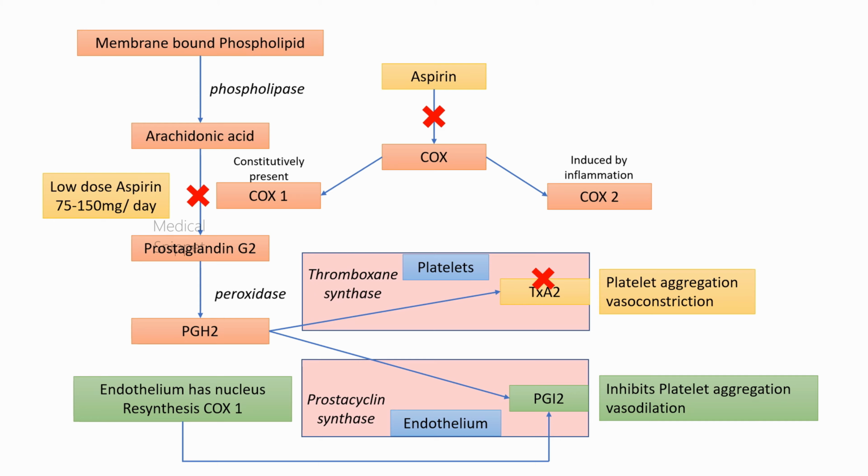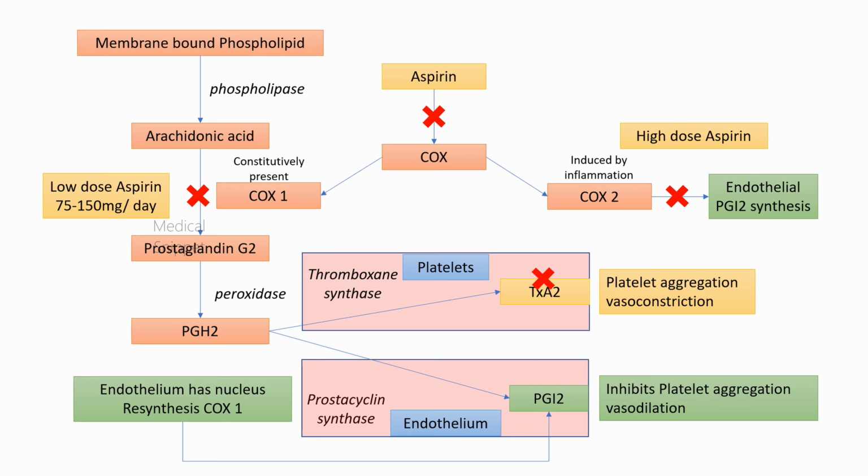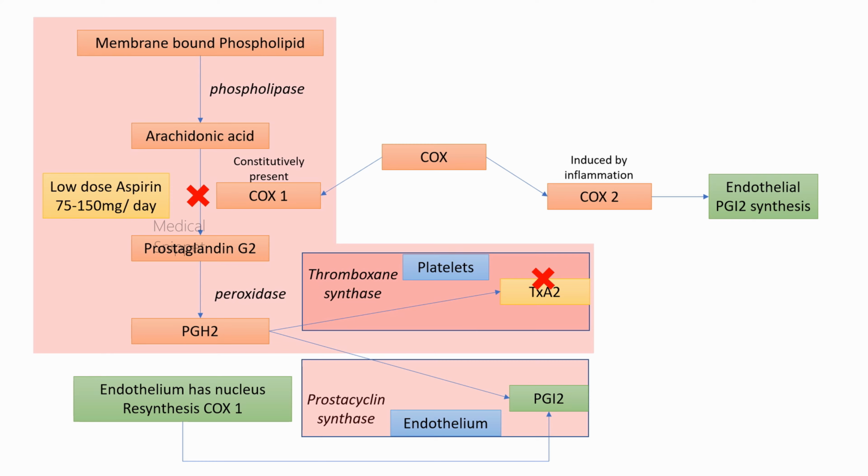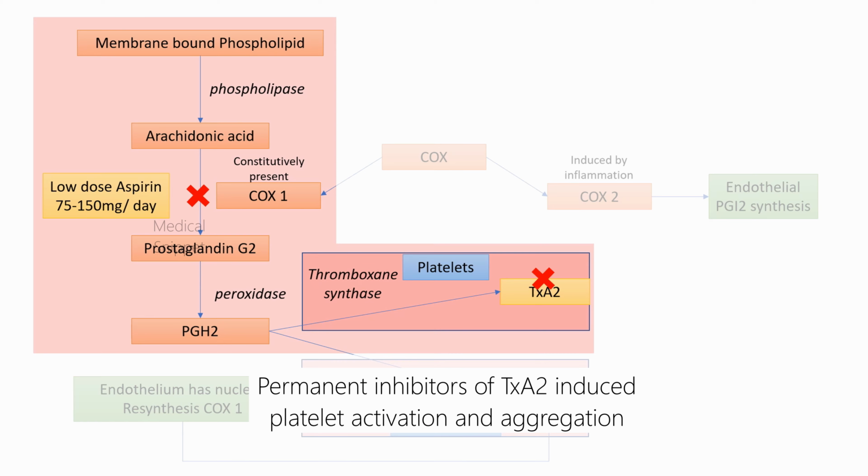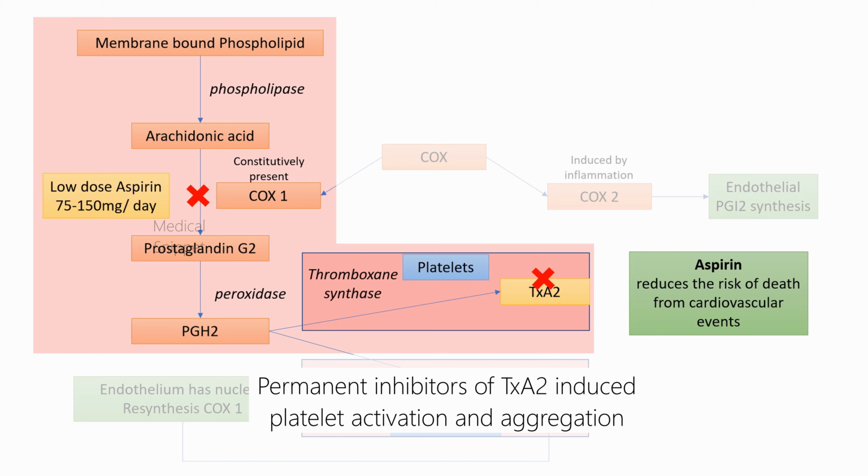Since platelets cannot resynthesize COX-1 due to the absence of a nucleus, low-dose aspirin permanently inhibits the production of thromboxane A2 till fresh platelets are formed. Thus, the action of aspirin lasts the lifespan of platelets, that is 5 to 7 days. It should also be noted that COX-2 also mediates prostacyclin production in endothelial cells, in addition to COX-1. But inhibition of COX-2 requires higher and frequent doses of aspirin. So, low-dose aspirin, which inhibits thromboxane A2 production in platelets, does not affect prostacyclin synthesis in endothelial cells via the COX-2 enzyme. So, aspirin inhibits thromboxane A2 synthesis in platelets and reduces the risk of death from cardiovascular events, like new myocardial infarction and recurrent ischemia.